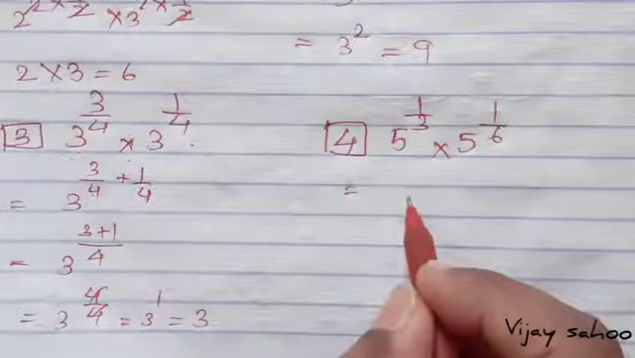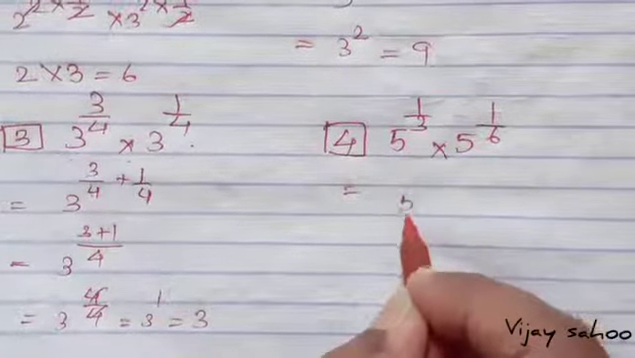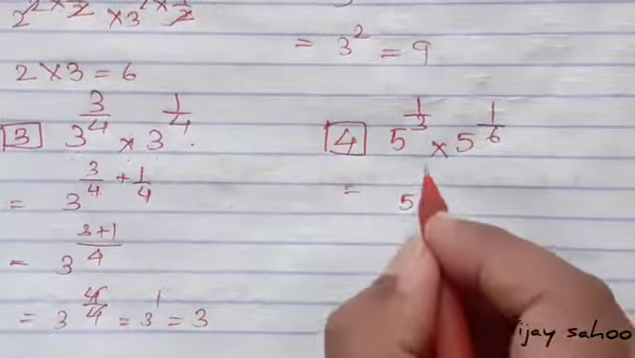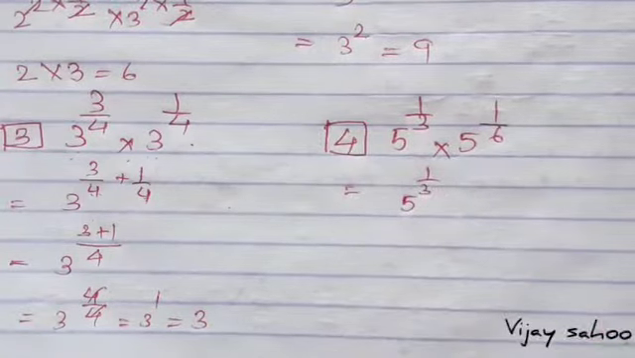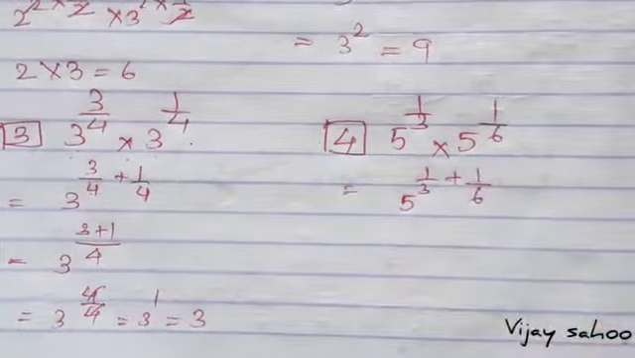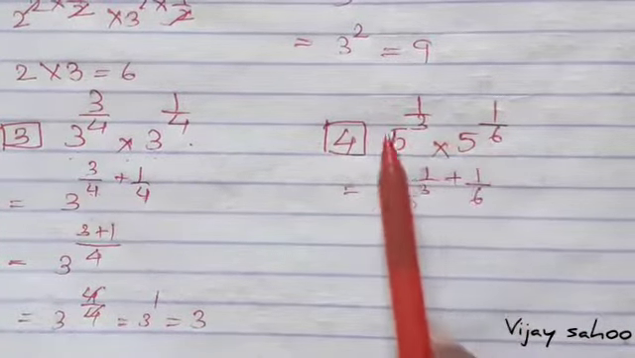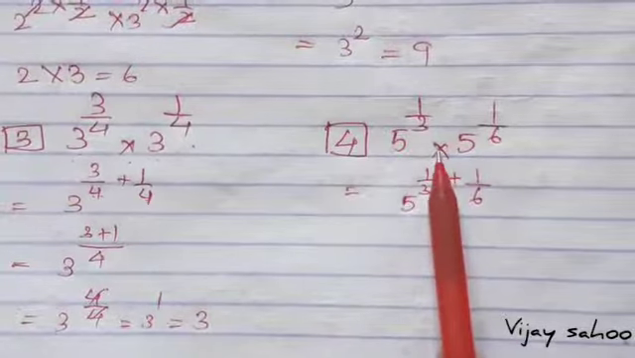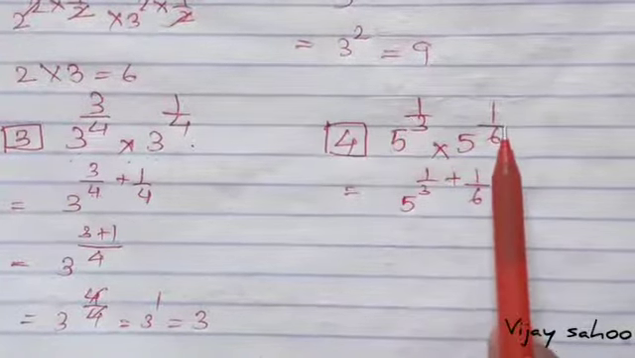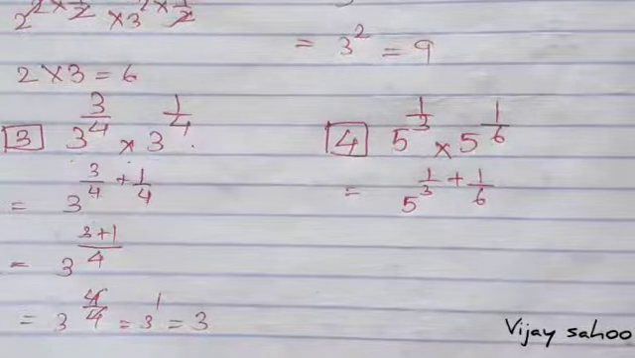Okay. Now same way, fourth question: 5 power 1 by 3 into 5 power 1 by 6. So I'll take 5 power 1 upon 3 plus 1 upon 6. Why have I taken this? Because both the terms have the same base. If it is the same base with a multiplication sign, then 1 upon 3 plus 1 upon 6, it means the powers will be added.